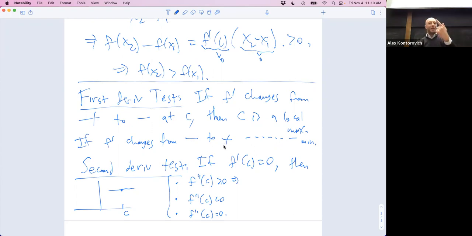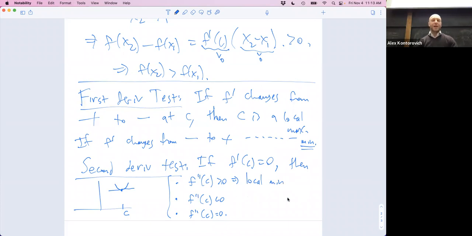So we must be a local min. We must be decreasing until we get to C and then increasing after C, because the first derivative has to be increasing. Applying the first derivative theorem to the first derivative, which means we look at the sign of the second derivative. So this is a local min.